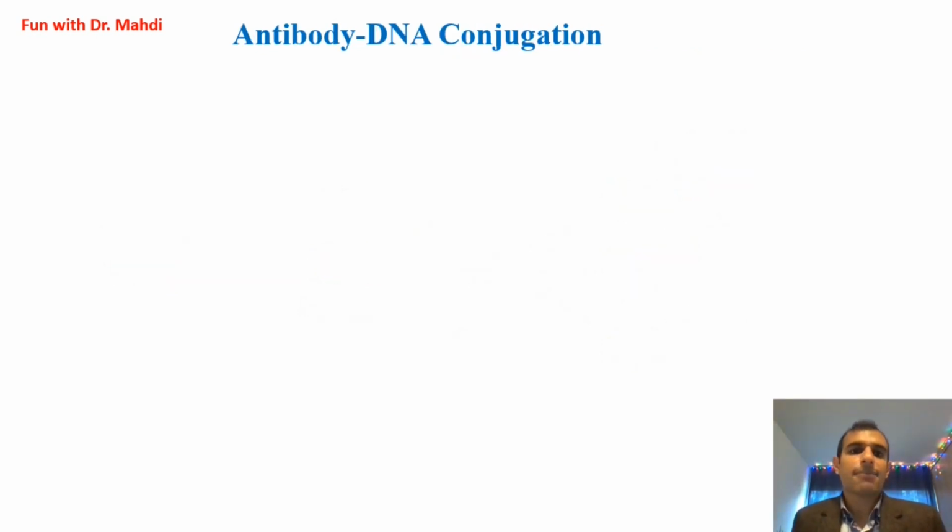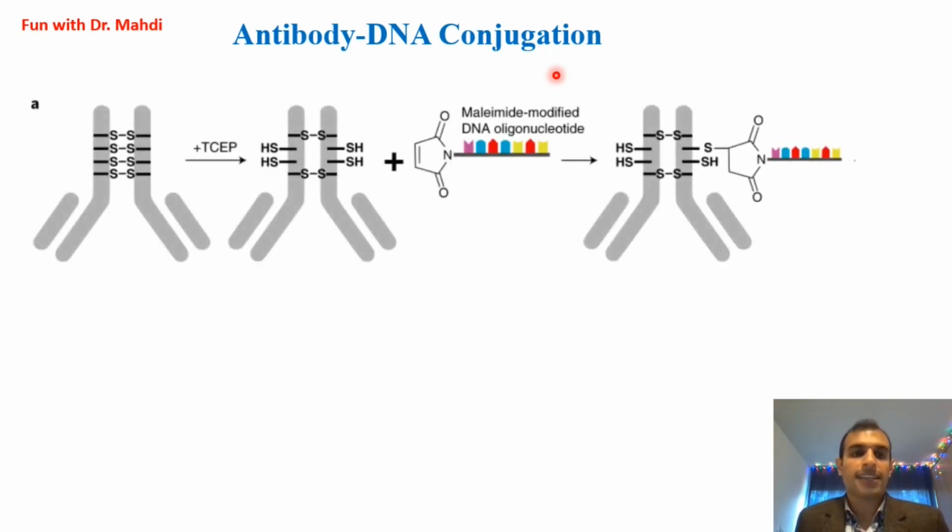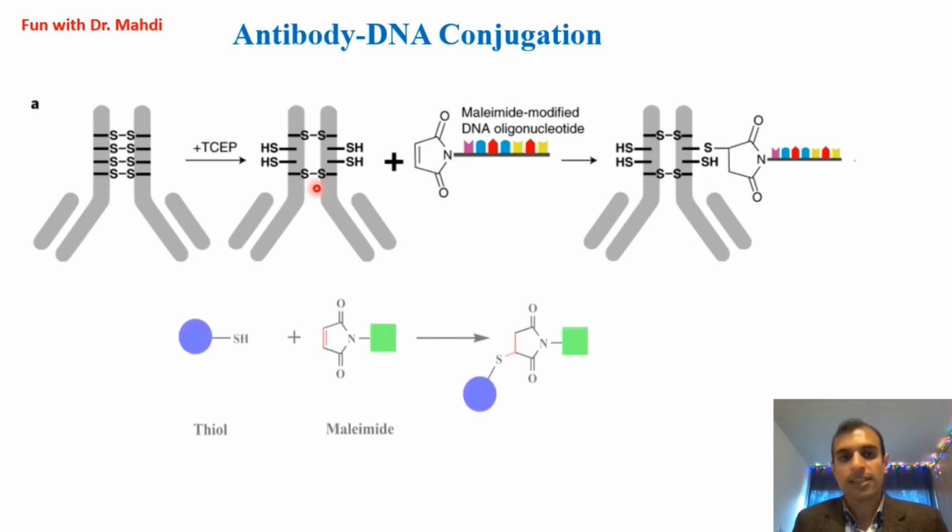And the last example for bioconjugation is antibody DNA conjugation. For example, sometimes we would like to attach DNA to antibody. We can use bioconjugation. I would like to give you an example. For example, here we have antibody, and we would like to attach DNA to antibody, and again using click chemistry. But which type of click chemistry? Thiol-Michael addition. Thiol-Michael addition is a reaction between thiol and maleimide.